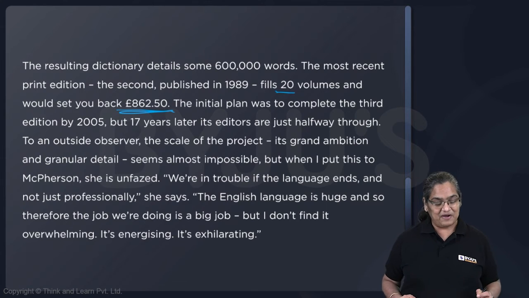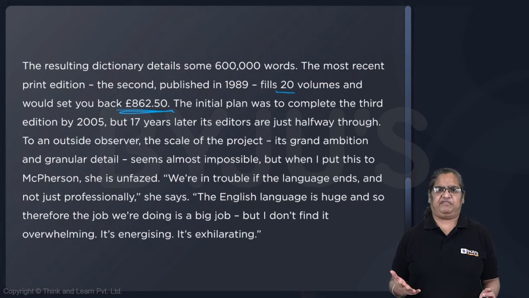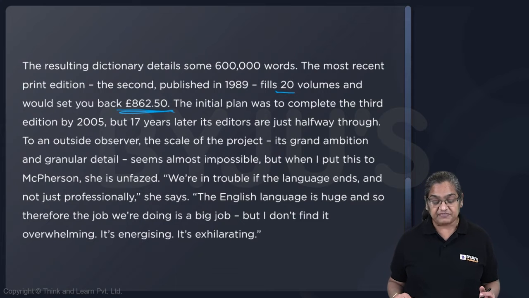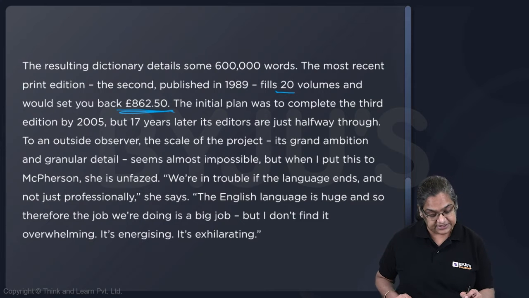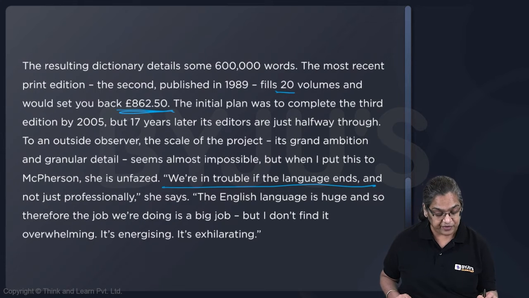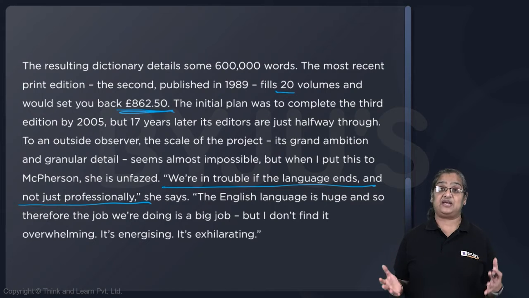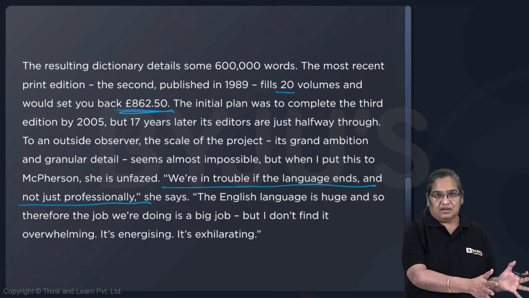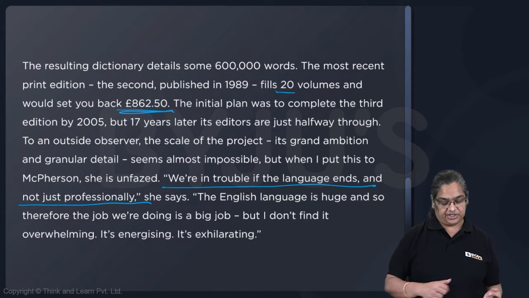But again, when I put this to Macpherson, she's unfazed. Unfazed means she's not disconcerted, she doesn't lose her composure. What does she say? She says, we are in trouble if the language ends, and not just professionally. She says, we as human beings are in trouble if English ends. And I'm not talking just professionally because I'm working at Oxford English Dictionaries.